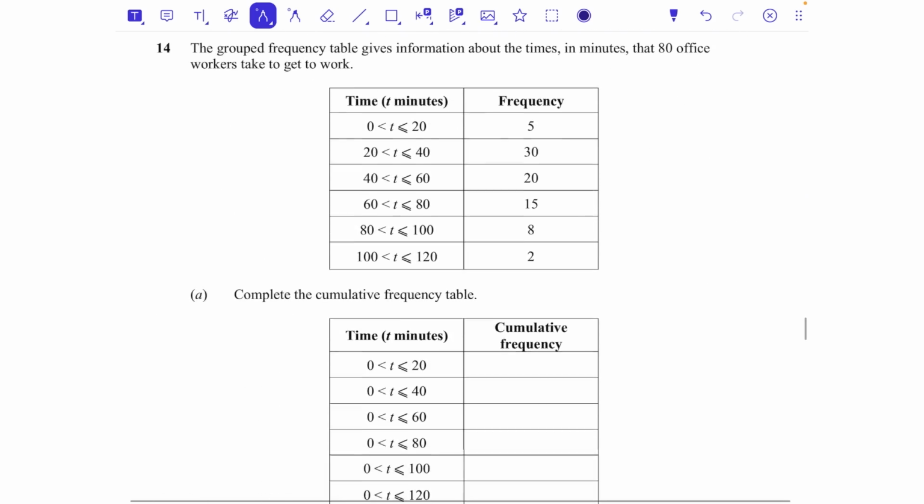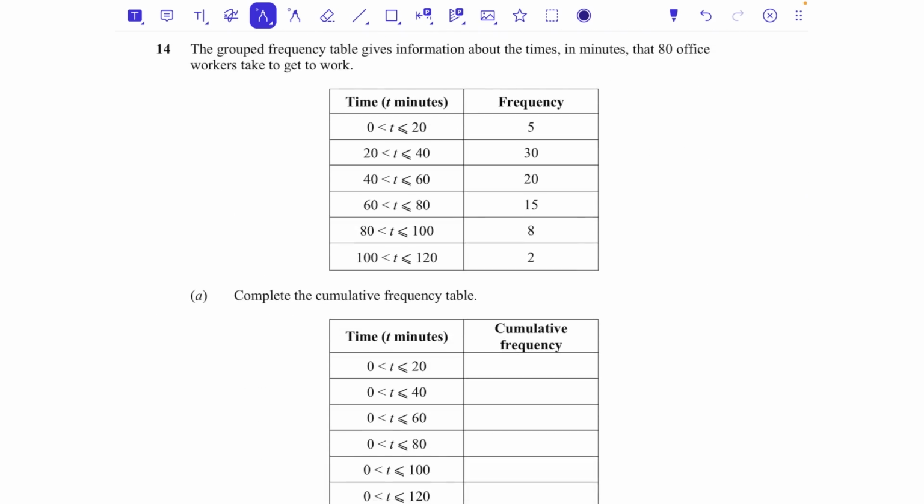Question number 14. The group frequency table gives information about the times in minutes that 80 office workers take to get to work. Complete the cumulative frequency table.